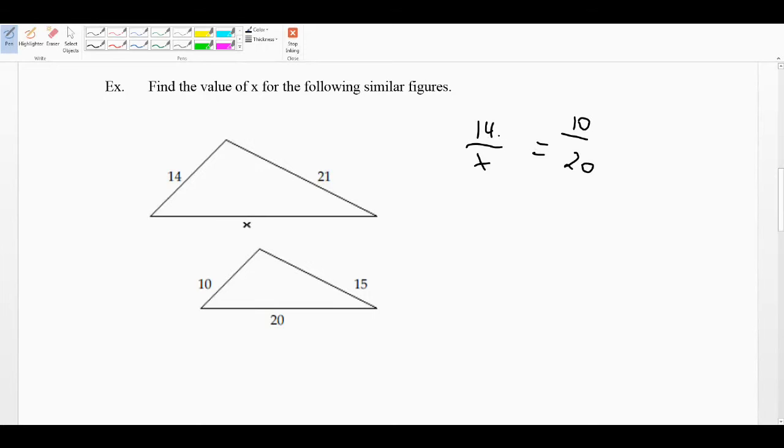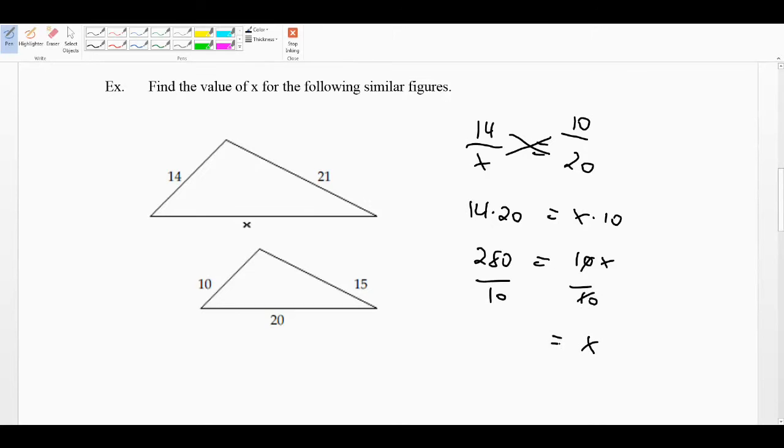We're going to cross multiply. We're going to take 14 times 20 equals x times 10. 14 times 20 is 280, and then x times 10 is 10x, and after you multiply, you divide. In this case, by 10. We get x equals 28.